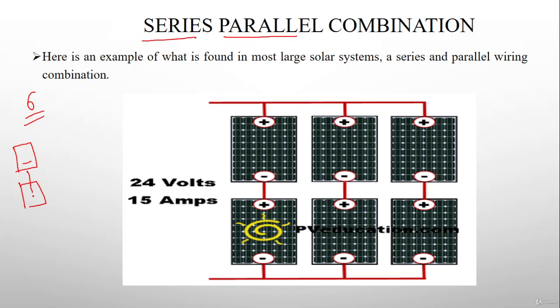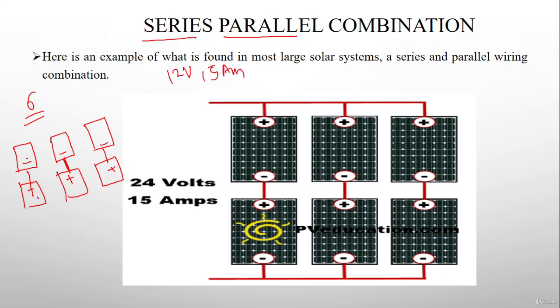So negative is connected to the positive over here. Simultaneously, panel number 3 and panel number 4 are connected in series combination, negative and positive. Simultaneously, panel number 5 and 6 have been connected in series combination over here like this. So an individual module will have a voltage of 12 volt and a current of 5 ampere over here.